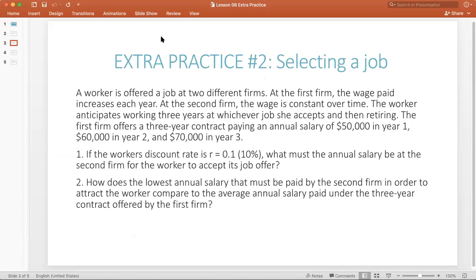So number 2 is selecting a job. A worker is offered a job at 2 different firms. At the first firm, the wage paid increases each year. At the second firm, the wage is constant over time. The worker anticipates working 3 years at whichever job she accepts and then retiring. The first firm offers a 3-year contract paying an annual salary of $50,000 in year 1, $60,000 in year 2, and $70,000 in year 3. Number 1 says if the worker's discount rate is 0.1, 10%, what must the annual salary be at the second firm for the worker to accept its job offer?